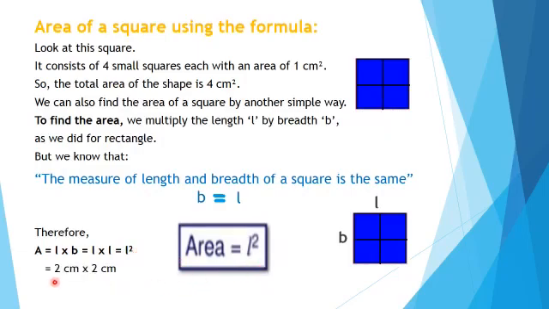Here we have a length of 2 cm. Therefore, its area can be calculated by multiplying 2 cm by 2 cm. So it will be equal to 4 cm square. That is the area of the given square.